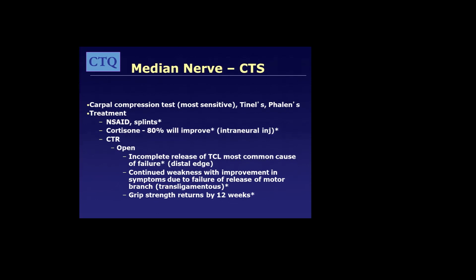Open release of the carpal tunnel is commonly performed. The most common cause of failure is incomplete release of the transverse carpal ligament, and this is generally at the distal edge. If patients present to you with continued or progressive weakness after carpal tunnel release, but they have improvement in their sensory symptoms, this may be due to failure of release of a transligamentous motor branch. Generally after open carpal tunnel release, grip strength returns by 12 weeks postoperatively.